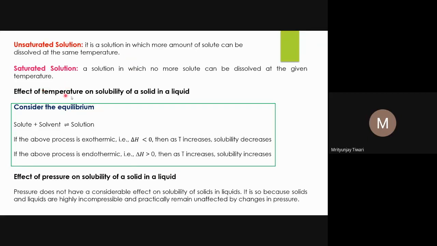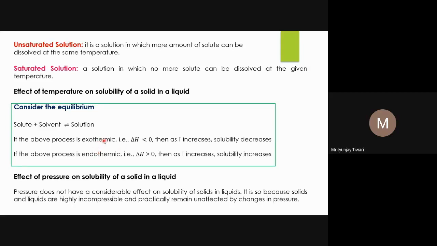Now let us see the effect of temperature on the solubility of a solid in a liquid, the dissolution that we have seen. Here we consider the equilibrium process, the equilibrium at the saturation level. Whenever that equilibrium is achieved, we also talk about exothermicity and endothermicity. This is what I have said to you. The effect of temperature on dissolution is understood through the exothermicity and endothermicity of the process.